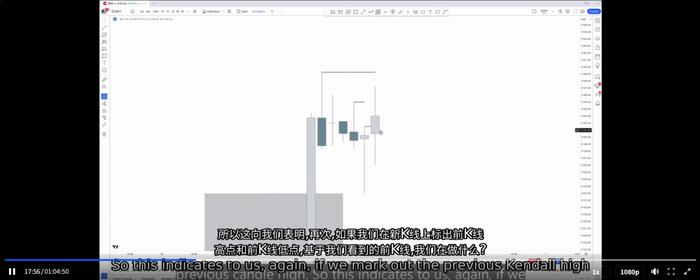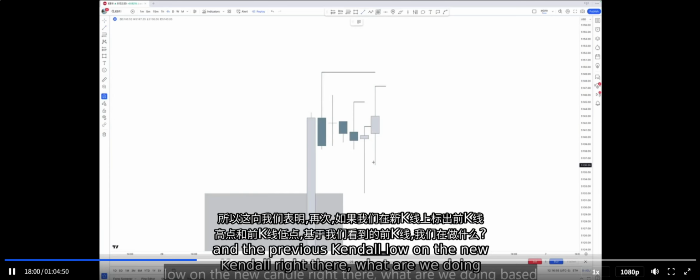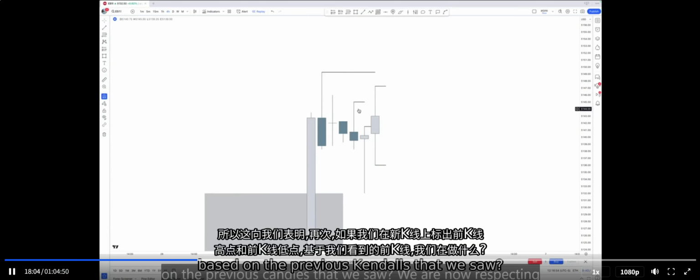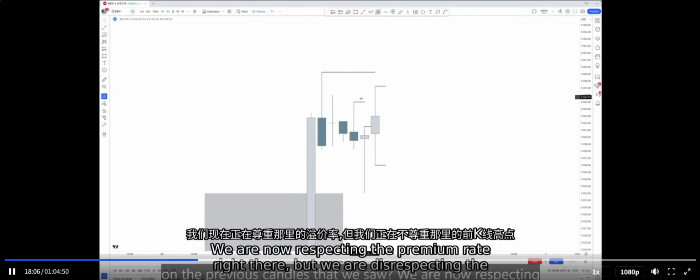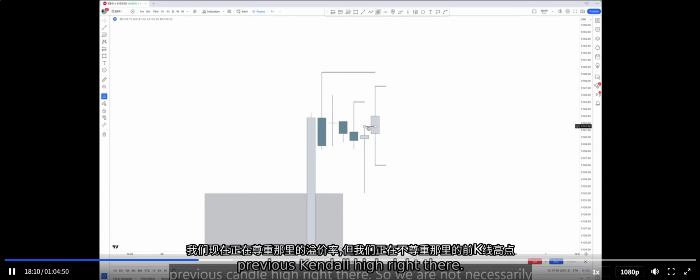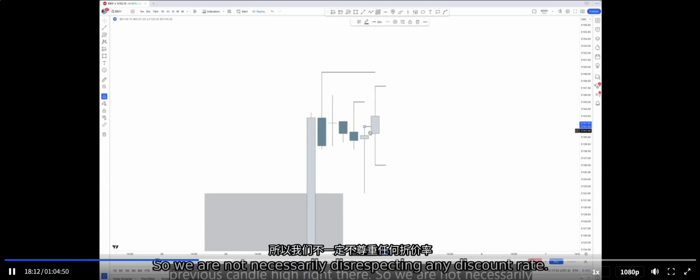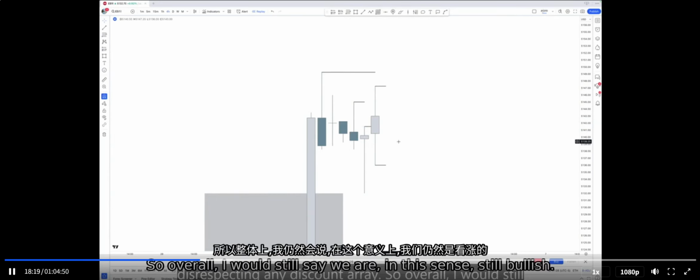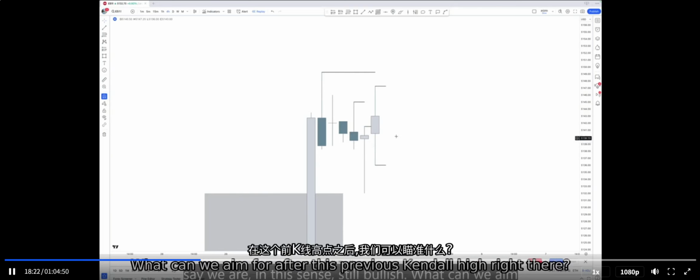So this indicates to us, again, if we mark out the previous candle high and the previous candle low on the new candle right there, what are we doing based on the previous candles that we saw? We are now respecting the premium array right there, but we are disrespecting the previous candle high right there. So we are not necessarily disrespecting any discount array. So overall, I would still say we are in this sense still bullish. What can we aim for after this previous candle high right there?